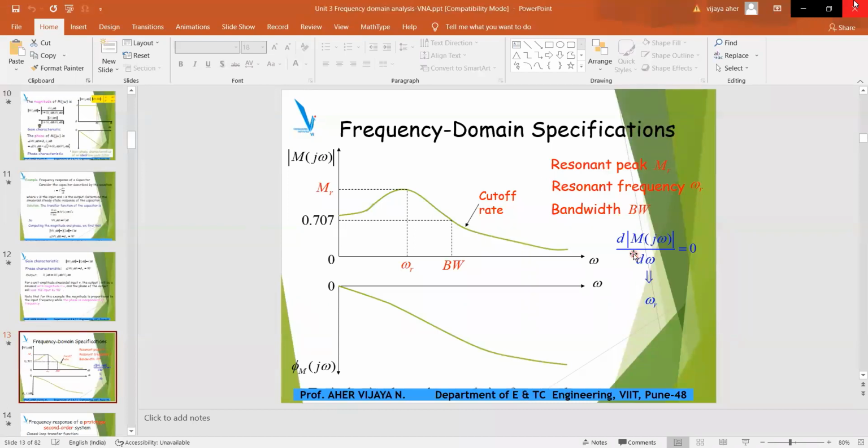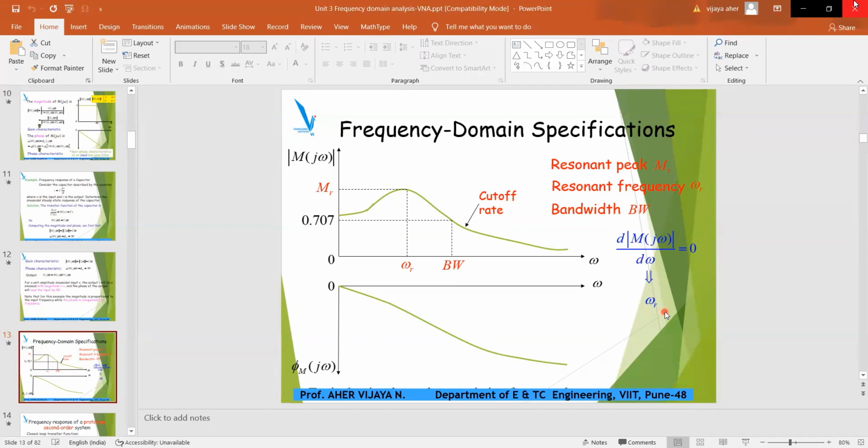And you can write this equation for ωr, the resonant frequency: the derivative of this magnitude with respect to ω is equal to 0. This is the equation for resonant frequency. So these are some of the specifications you have to remember in frequency domain analysis.